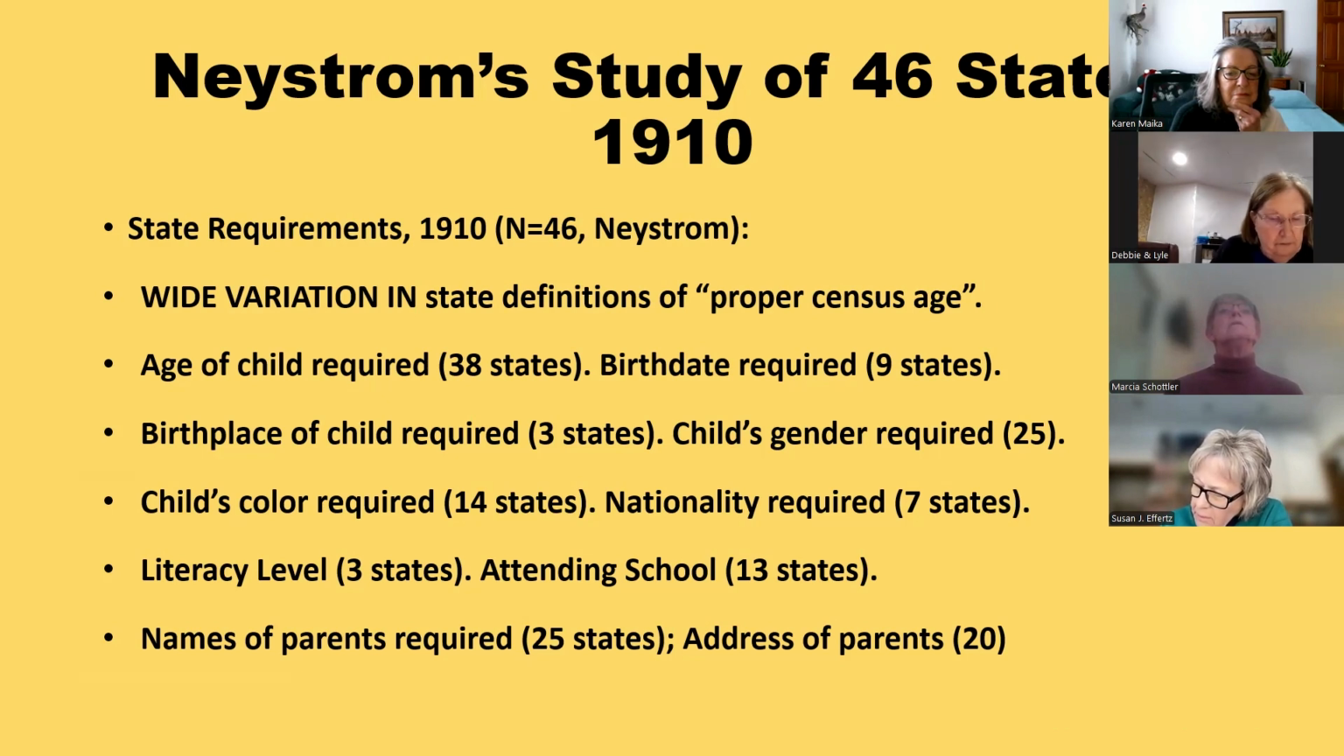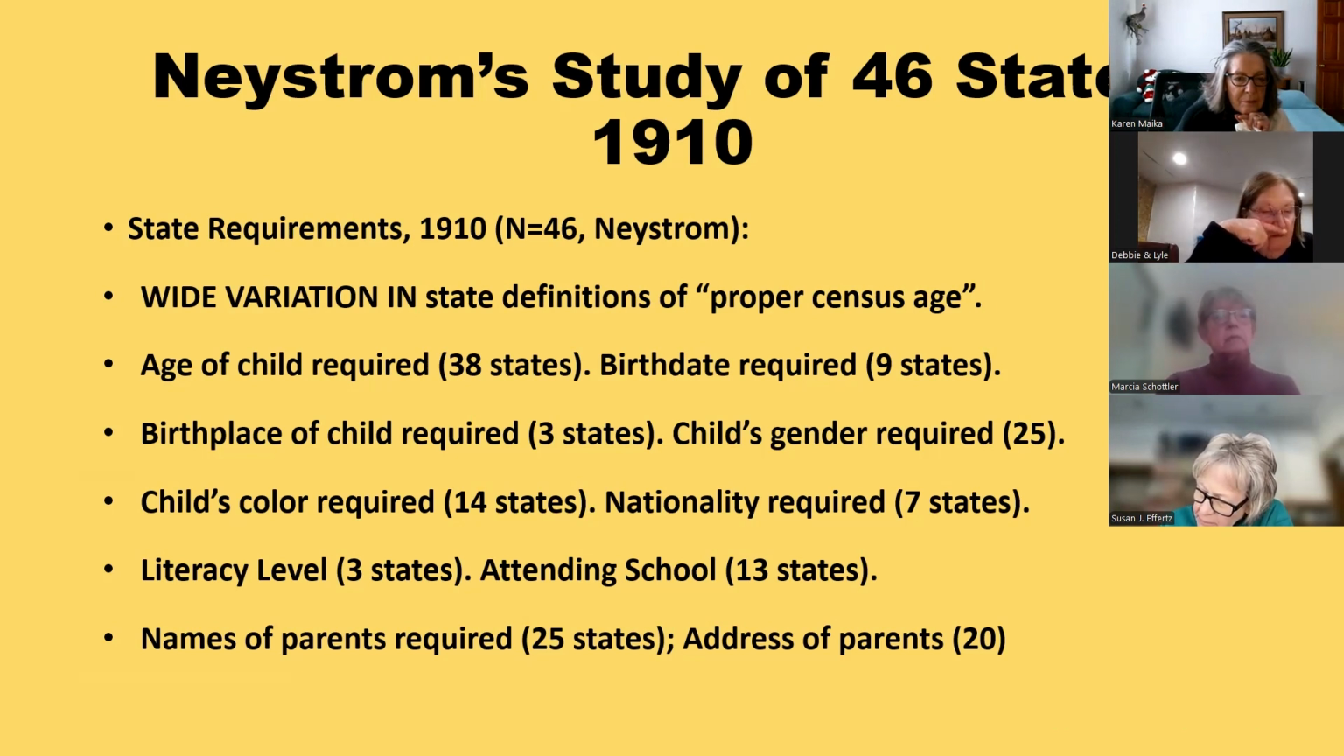The child's gender was required. Yep, in most all of these, 25. The child's color was required in 14 states, not in Montana. Nationality was required in 7. Literacy level and whether or not kids were actually attending school. However, Montana was one of only 25 states that required the names of the parents and the address of the parents. And we went a step further.